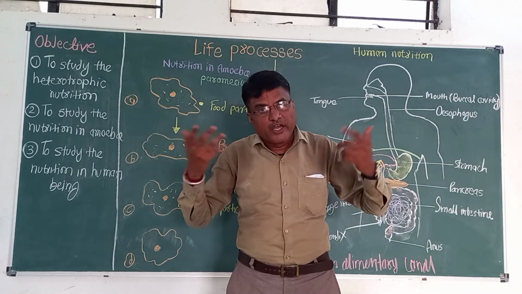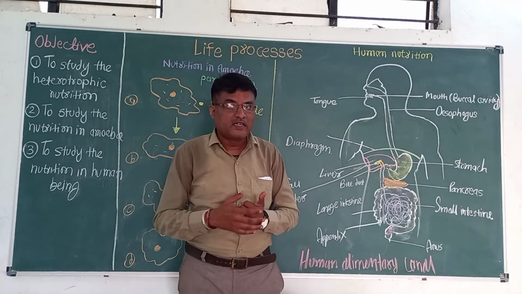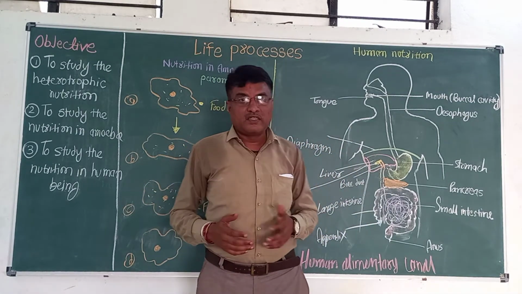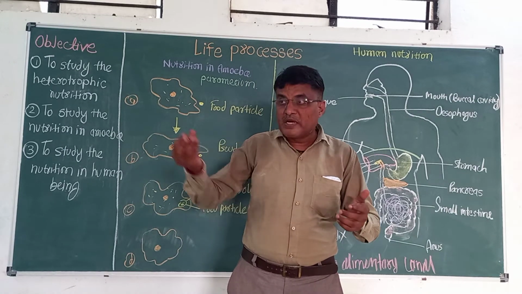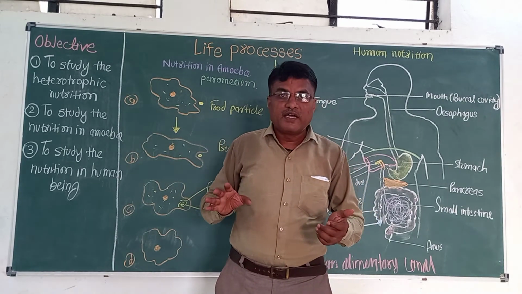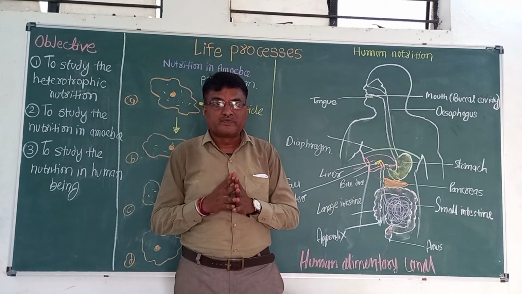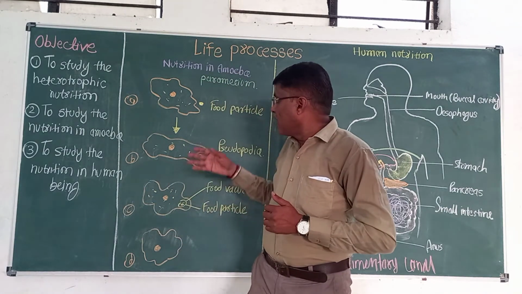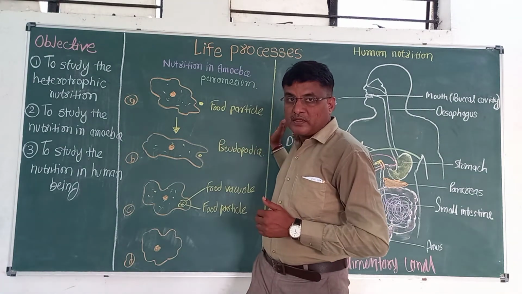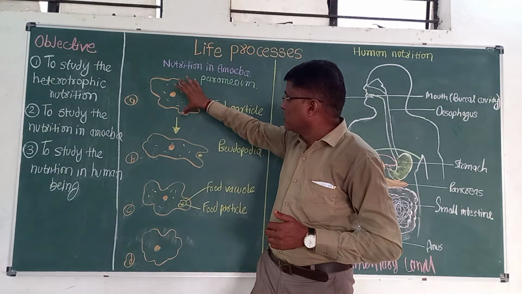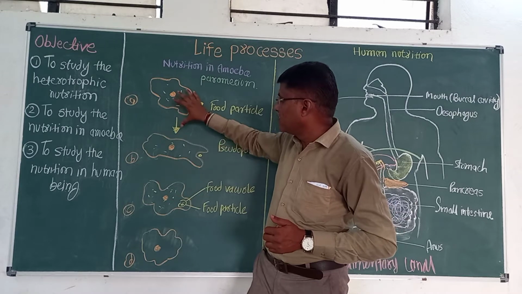They are also heterotrophs. And the third, holozoic nutrition. Those animals which take the food inside the body and digest it are called holozoic, just like amoeba and human being. Paramecium also. See the example of amoeba.